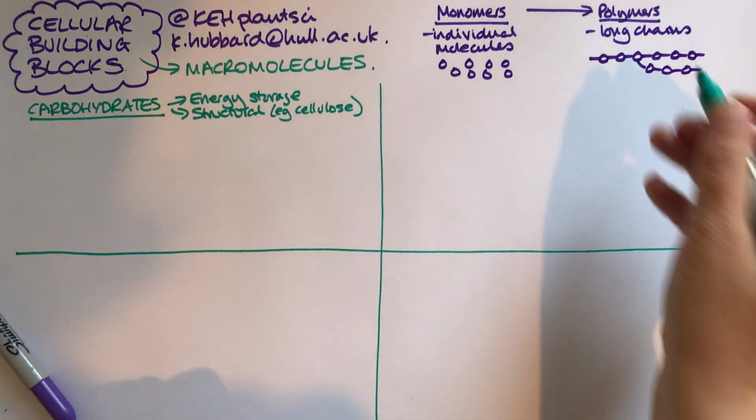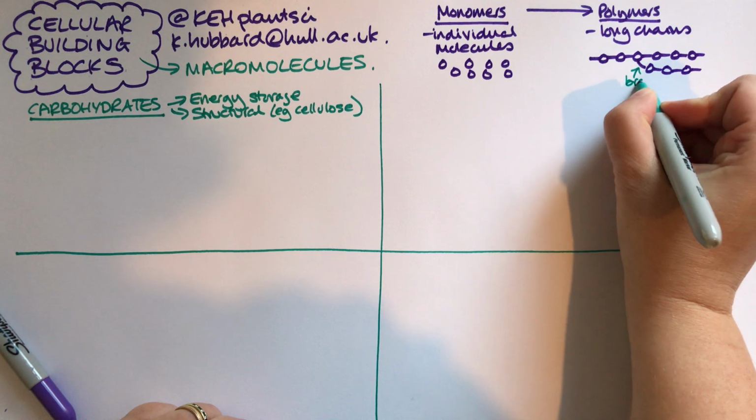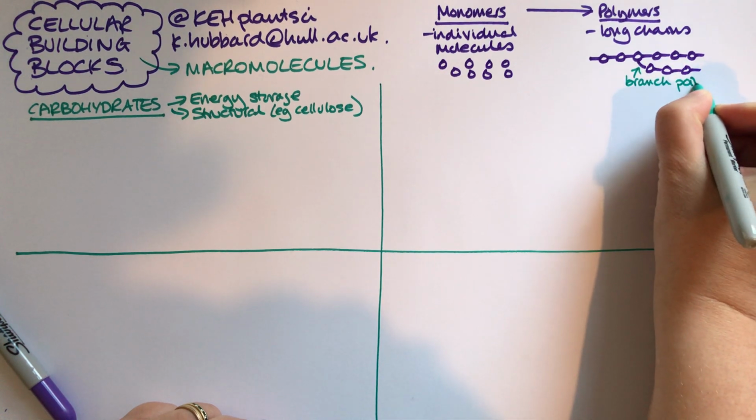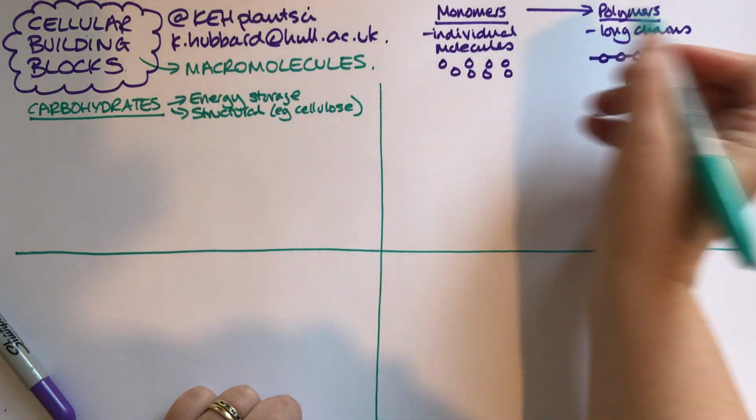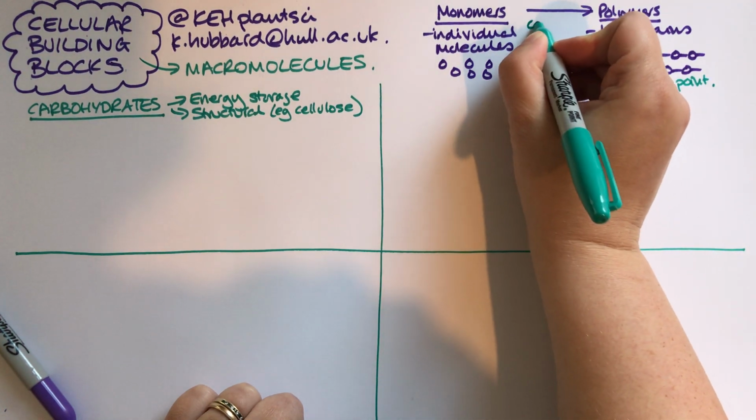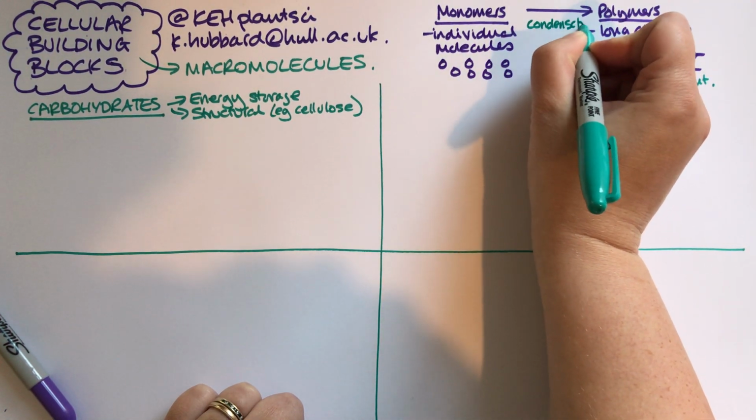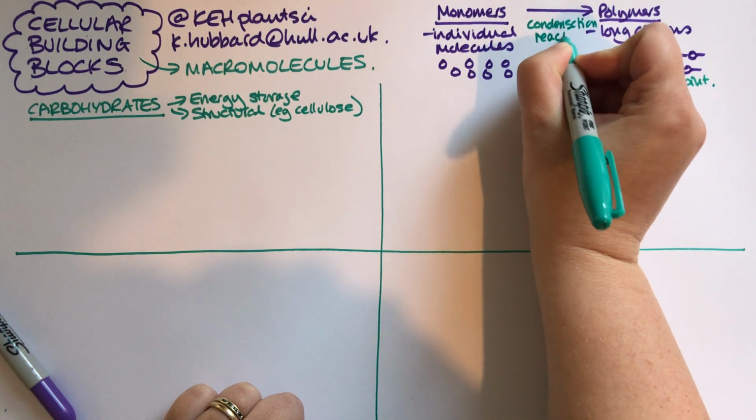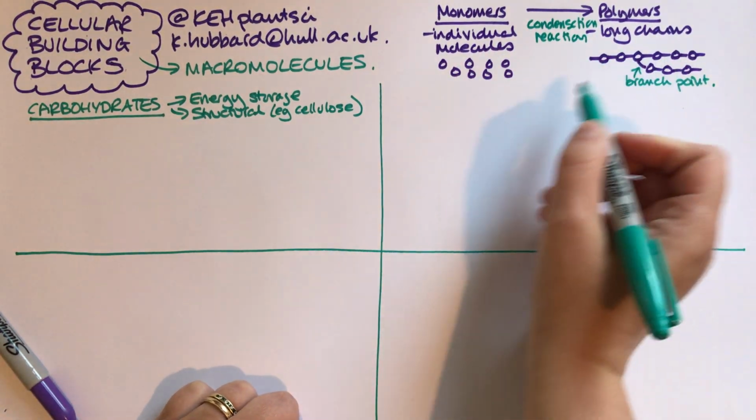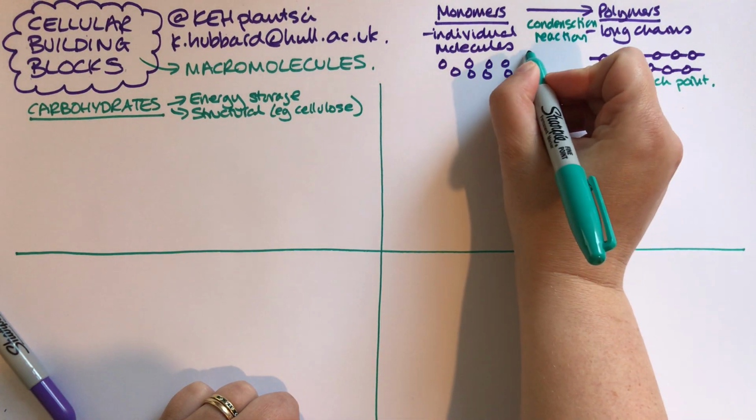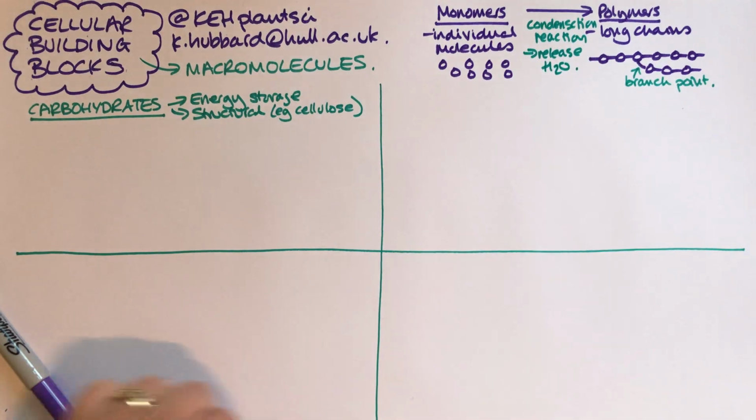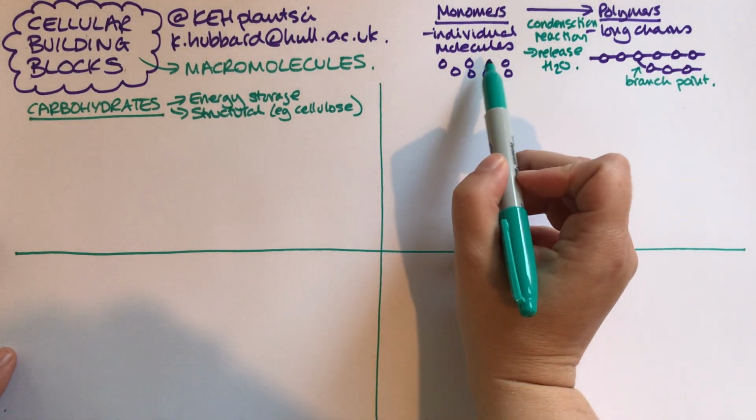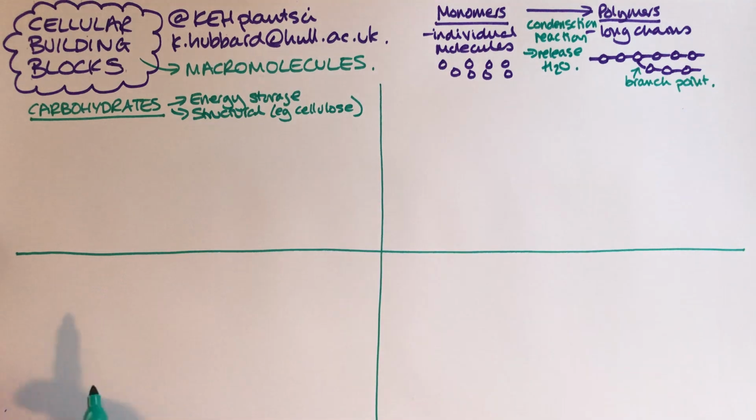So I'll just annotate that there. For some of them, that's a branch point. But we end up with them physically attached to each other. And in nearly all cases in biology, we have what's called a condensation reaction. So when we go from individual molecules to a polymer, we release a molecule of water. Okay, so we need to think about the monomers and then how they form the polymers.